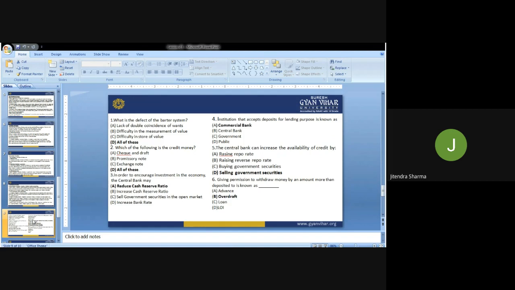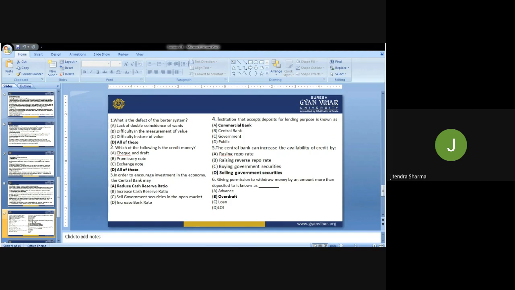Then, in order to encourage investment in the economy, what may the central bank do? Reduce the cash reserve ratio. If the bank reduces the CRR, which we generally discuss nowadays on a day-to-day basis, then we have surplus money in the market, because money is available at cheaper rates. If the CRR goes down, it means there is a possibility of availing debt at a cheaper rate. So the bank can reduce the cash reserve ratio. Then, if they do not hold the cash at their end, that cash is definitely infused into the market.